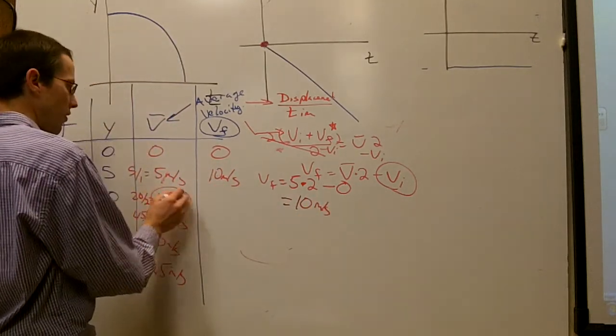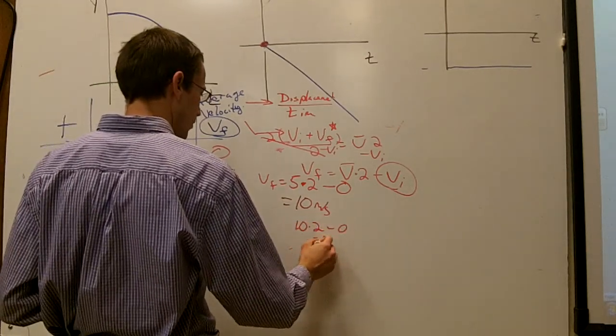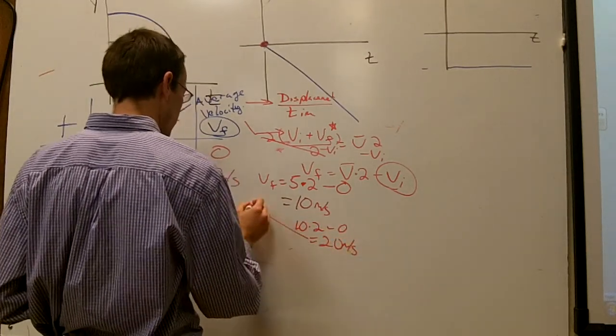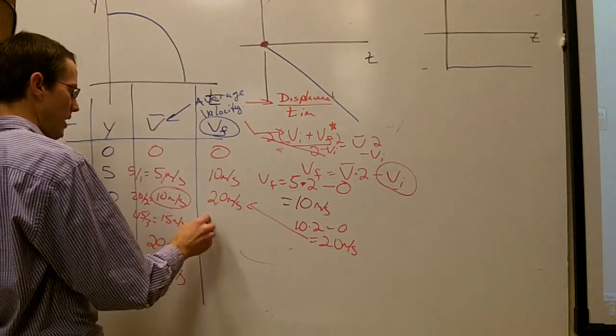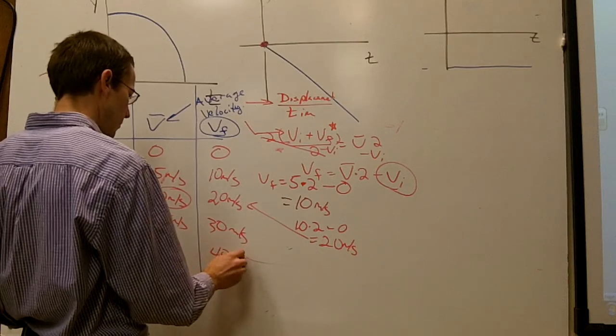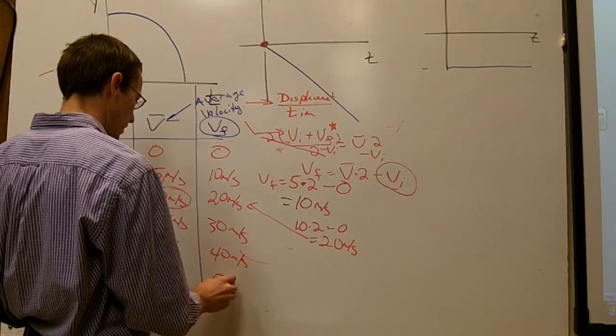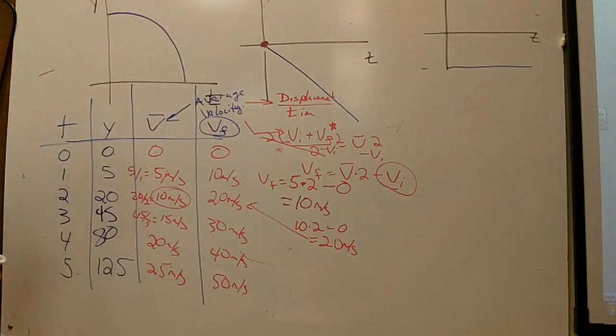We do that same thing for this one. So that would be 10 times 2 minus 0. So that's going to be equal to 20 meters per second. And again, you see a pattern forming. And sure enough, if you follow that pattern down, you get 10, 20, 30, 40 meters per second, 50 meters per second, etc. as we go down.